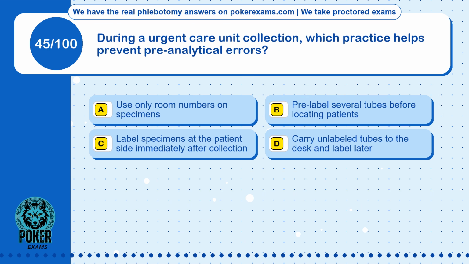Question 45. During an urgent care unit collection, which practice helps prevent pre-analytical errors? Option A. Use only room numbers on specimens. Option B. Pre-label several tubes before locating patients. Option C. Label specimens at the patient side immediately after collection. Option D. Carry unlabeled tubes to the desk and label later.